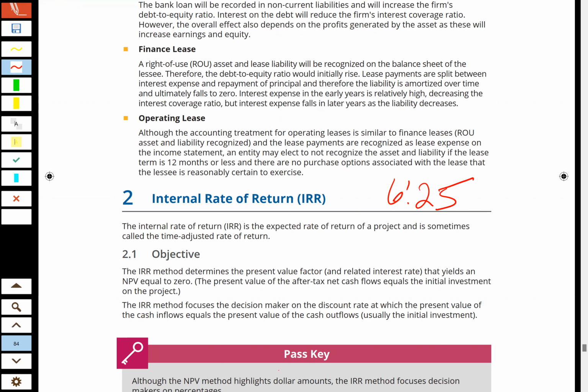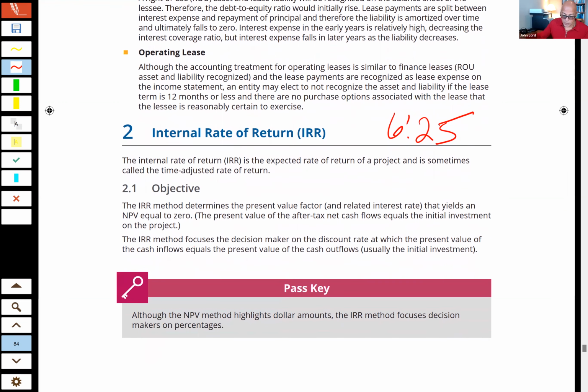Okay, guys, we're going to go ahead and jump back in, and we're going to start to talk about now the internal rate of return.